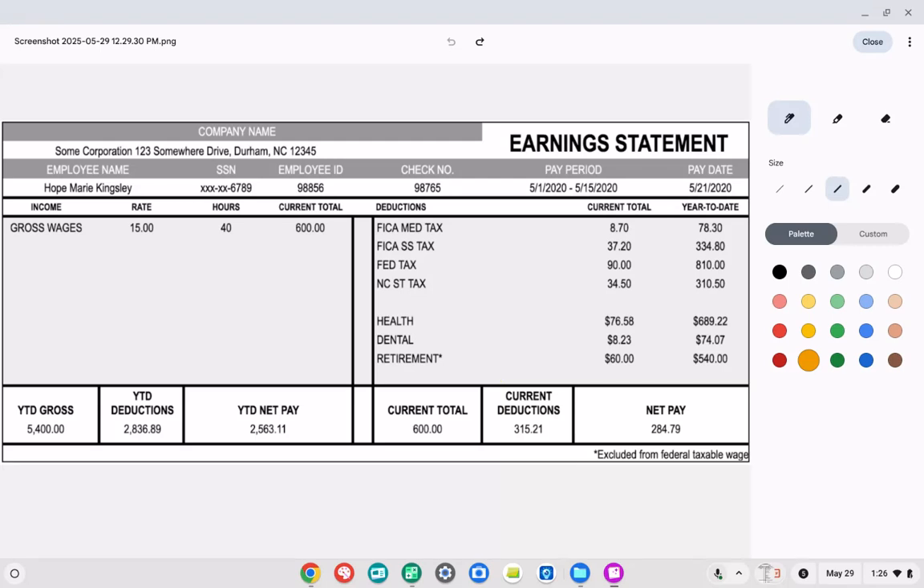Hey students, let's take a look at this pay stub. The name of the employee receiving the pay stub is Hope Marie Kingsley. Here is her personal information, her social security number, and employee ID.